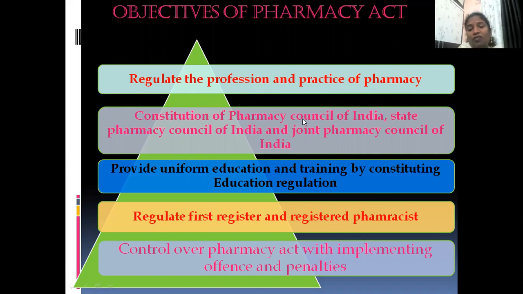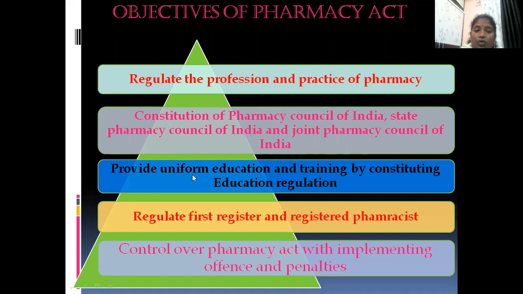Next is the constitution of the Pharmacy Council. To regulate this profession, we have to constitute one council, and that council is the Pharmacy Council of India. Who will be present in it? The Pharmacy Council of India contains ex officio officers and teachers, and also registered pharmacists, medical councils, and the AICTE. All the members will be present in this council. The State Pharmacy Council and Joint Pharmacy Council are also constituted.